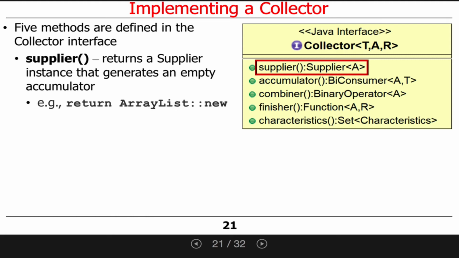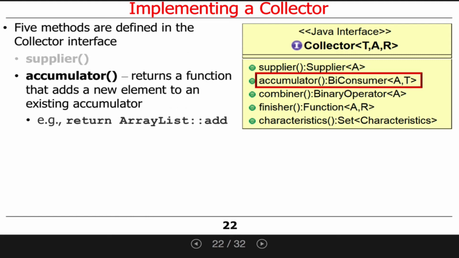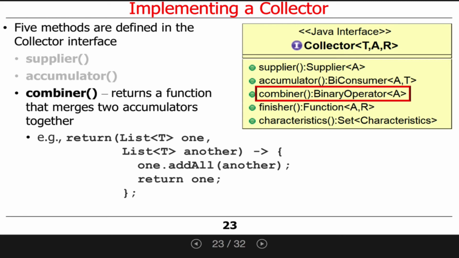That's a constructor reference. We have accumulator. That returns a function that adds a new element of type T to the accumulator that's hidden by the collector framework. So that could be just giving back ArrayList add, because that'll add the next element, or Array add in your case. There's the combiner, and that's what's used when you need to merge things together.